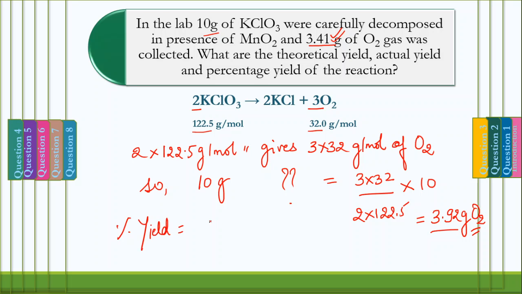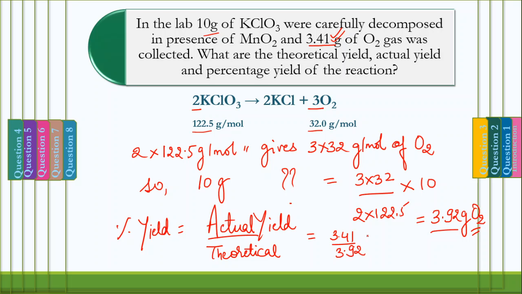Can you solve the question along with me? Yes, please do that. So this is actual yield, right? And that by your theoretical yield, right? So if you substitute the values, what are the values? 3.41 by 3.92 and multiply by 100. Can you give me the answer? 3.41 gram by 3.92 gram multiply by 100. Yes, you're correct. It's around 87%. So that is how you can calculate the percentage yield of a particular reaction.